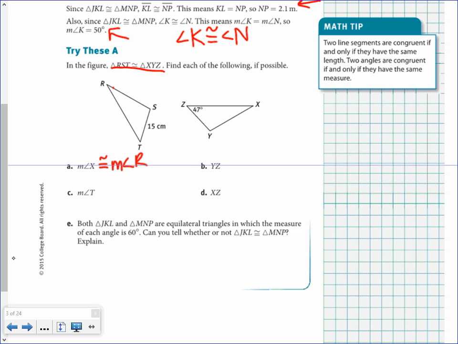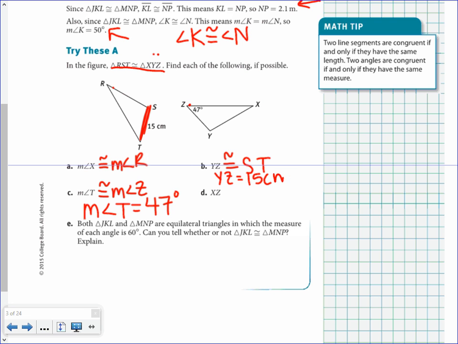If you look at C, the measure of angle T corresponds to angle Z. And if you look, we know the measure of angle Z is 47. So that means that the measure of angle T is going to be 47 degrees. Then if you look at side YZ, YZ corresponds to ST. We know that ST is 15 centimeters, so that means that YZ is also going to equal 15 centimeters.